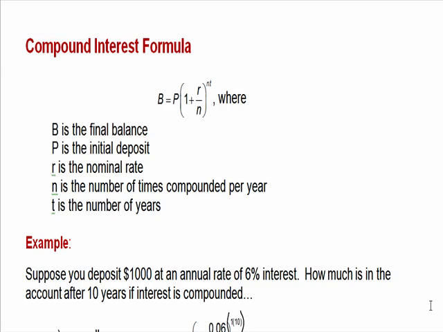Notice the R divided by N. If we think back to our previous example, where we did 6% compounded quarterly, we would have taken the 6 divided by 4, and that's where we get the 1.5%. And then notice our exponent is NT, which is the number of compoundings times the number of years, or in other words, the total number of times we're going to compound.